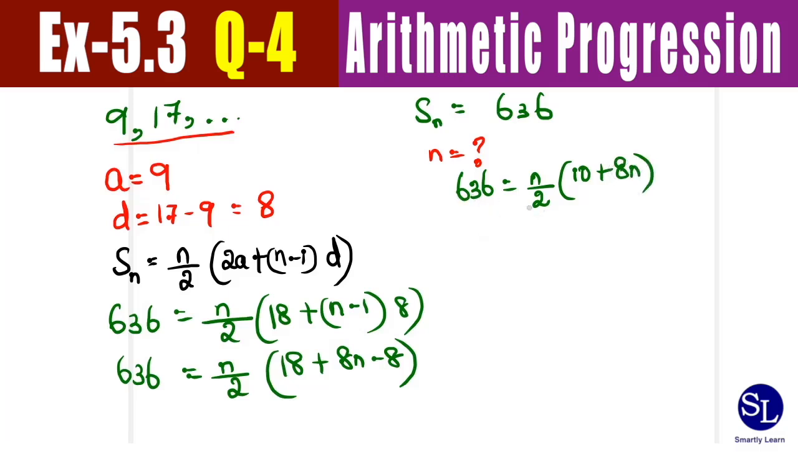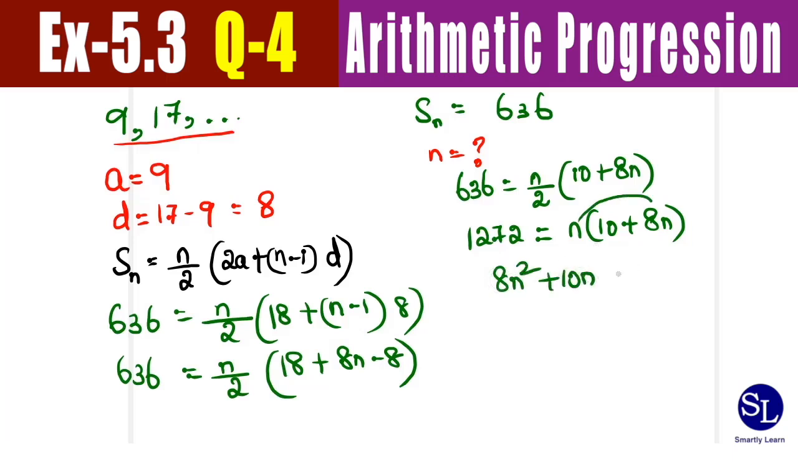Now I'm going to carry the 2 to the other side. So 636 into 2 is 1272. So 1272 is equal to N into (10 plus 8N). So I'm going to reorganize this as 8N squared, term-wise multiplication here, plus 10N. I'm bringing this here: minus 1272 is equal to 0. Since everything is an even number, I'm going to divide everything by 2. So this is going to be 4n squared plus 5n minus 636 is equal to 0.